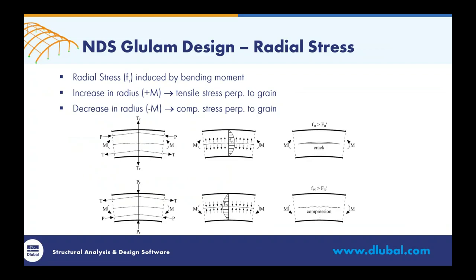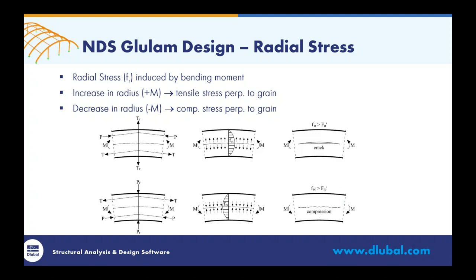Now, the other consideration is radial stress, which is F sub r, which is induced by bending moment of our curved members. Well, when we have an increase in the radius caused by a positive bending moment, which we can see in this first set of pictures up top, we will have an increase in the tensile stress perpendicular to the grain. And what this can eventually lead to, if they're too high, is cracking within our glulam member, which is of course never a good thing. In turn, if we have a decrease in the radius, which is caused by a negative bending moment, we can see by the series of pictures at the bottom that we have an increase in our compression stress perpendicular to the grain. Again, if these stresses are too large, then they lead to cracking in compression as well.